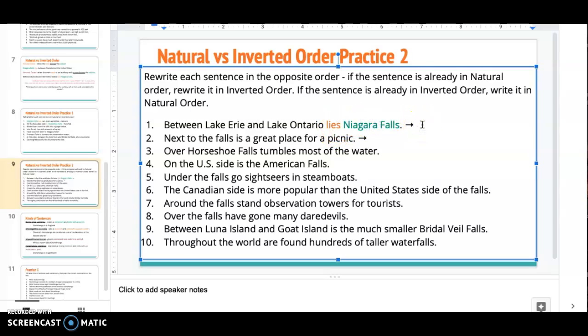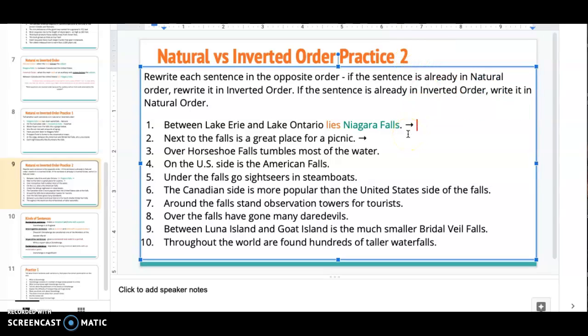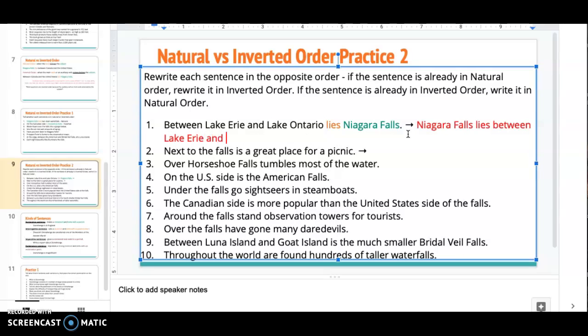So now I'm going to make it the natural order. Niagara Falls lies between Lake Erie and Lake Ontario. Okay, so you will see here, now I've pretty much just taken the end and thrown it at the beginning. Let's look at this one.